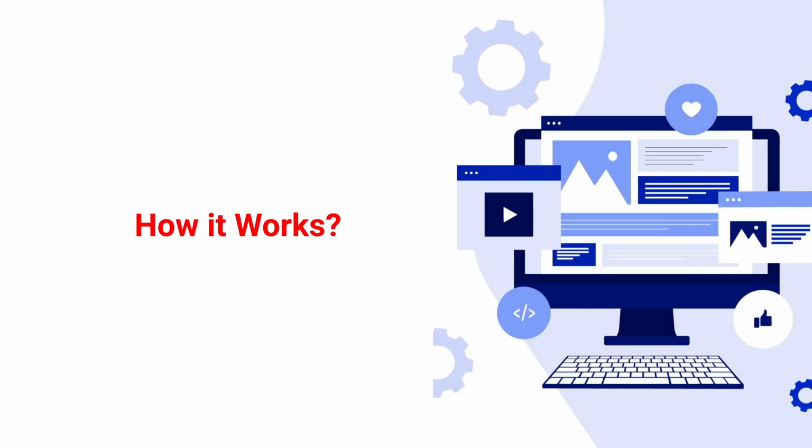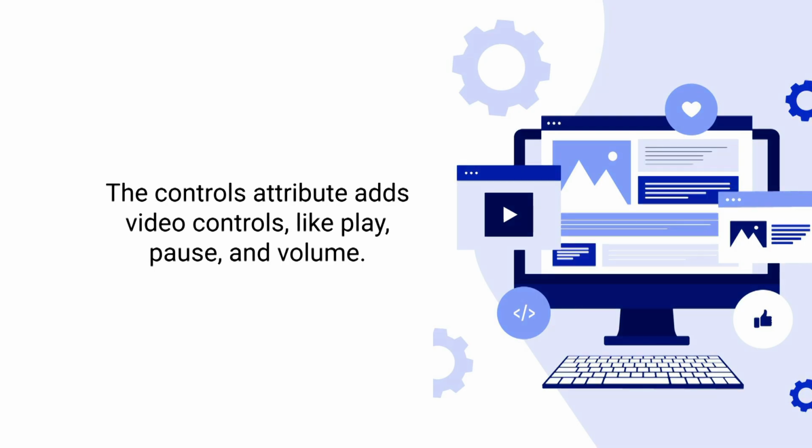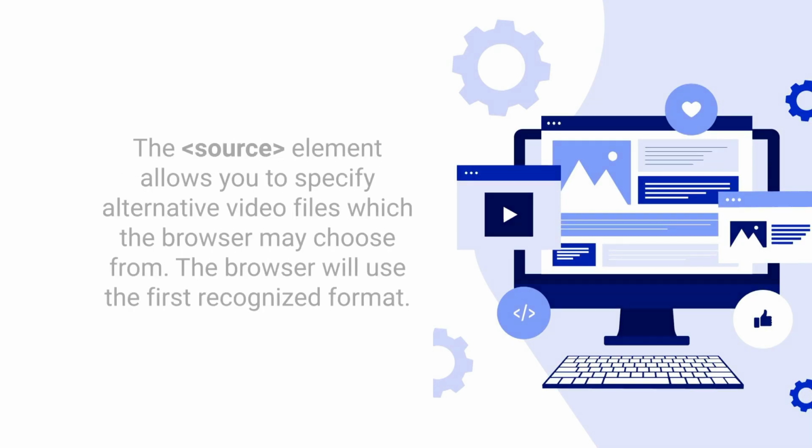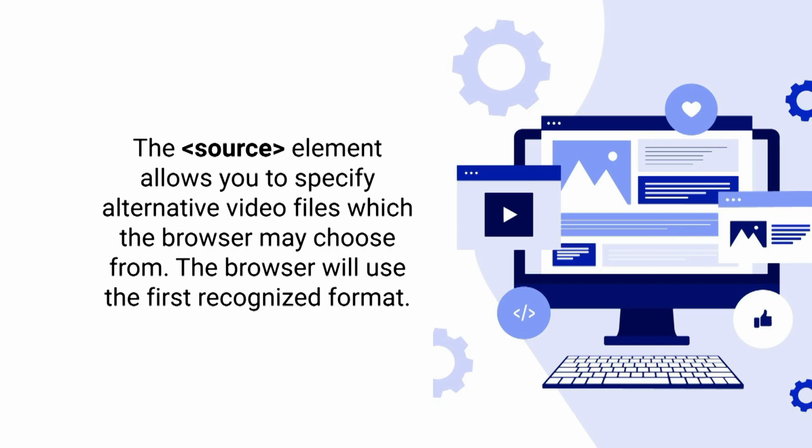How does it work? The controls attribute adds video controls like play, pause and volume. It is a good idea to always include the width and height attributes. If the height and width are not set, the page might flicker while the video loads. The source element allows you to specify alternate video files which the browser may choose from. The browser will use the first recognized format.